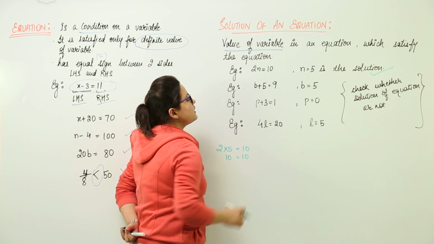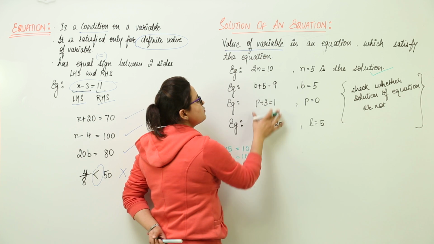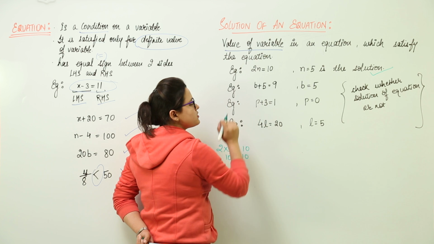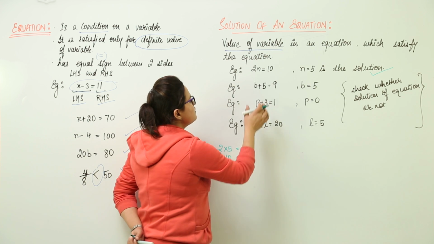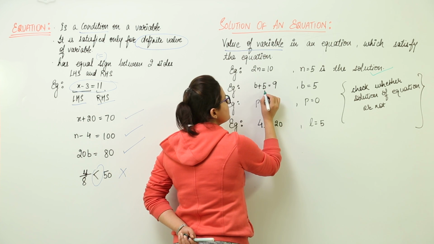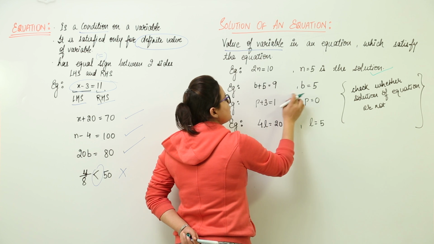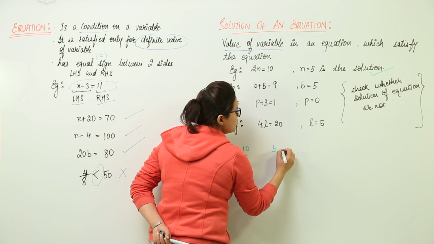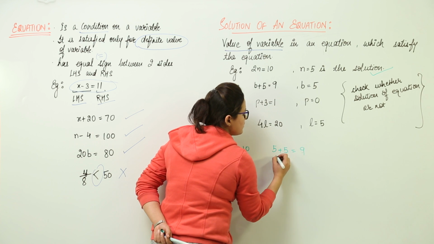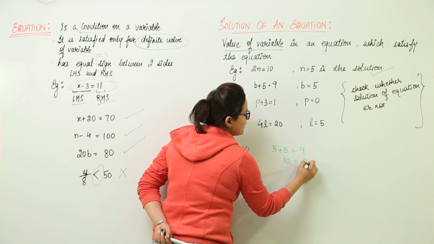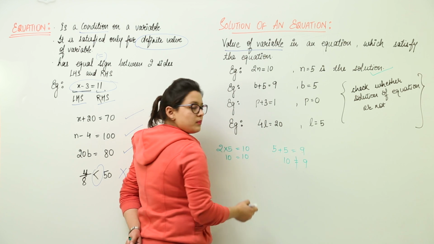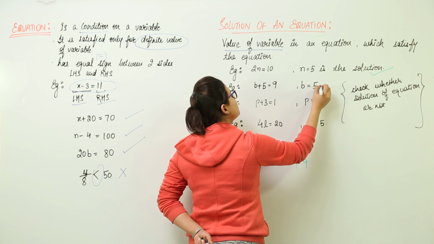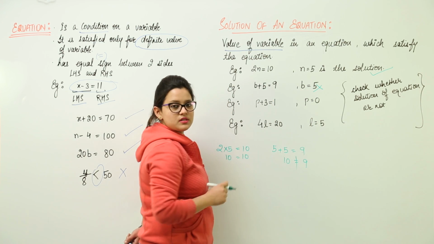Now for the next example, we have to check whether these are the given solutions of these respective equations or not. We start from the second one. We have b + 5 = 9. Can we check that b is equal to 5? Now if you put b = 5, you would have 10 on the left hand side, but on the right hand side you have 9. They are not coming out to be equal. So this means b = 5 is not the solution for this equation.